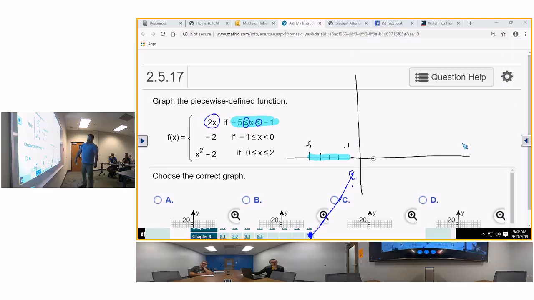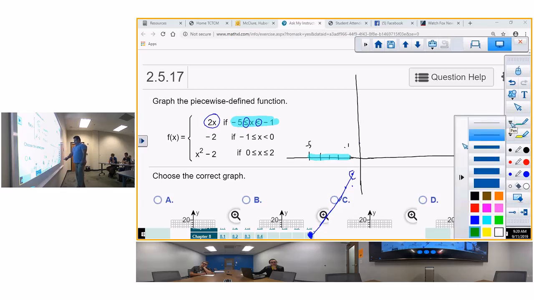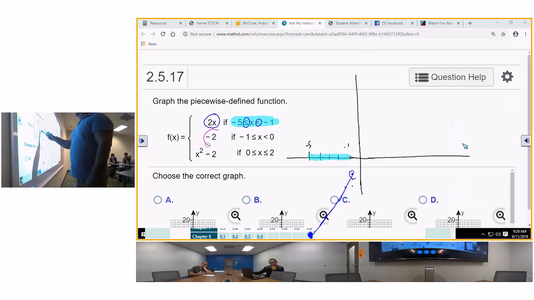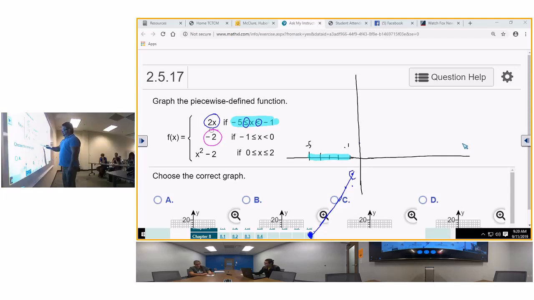Okay, so there's that line. Let's go to magenta. I don't like to use red. Negative 2: if y is equal to a number, it's parallel to what axis? The x. It's always the opposite. So -2, 1, 2, and we've got a line that looks like that.